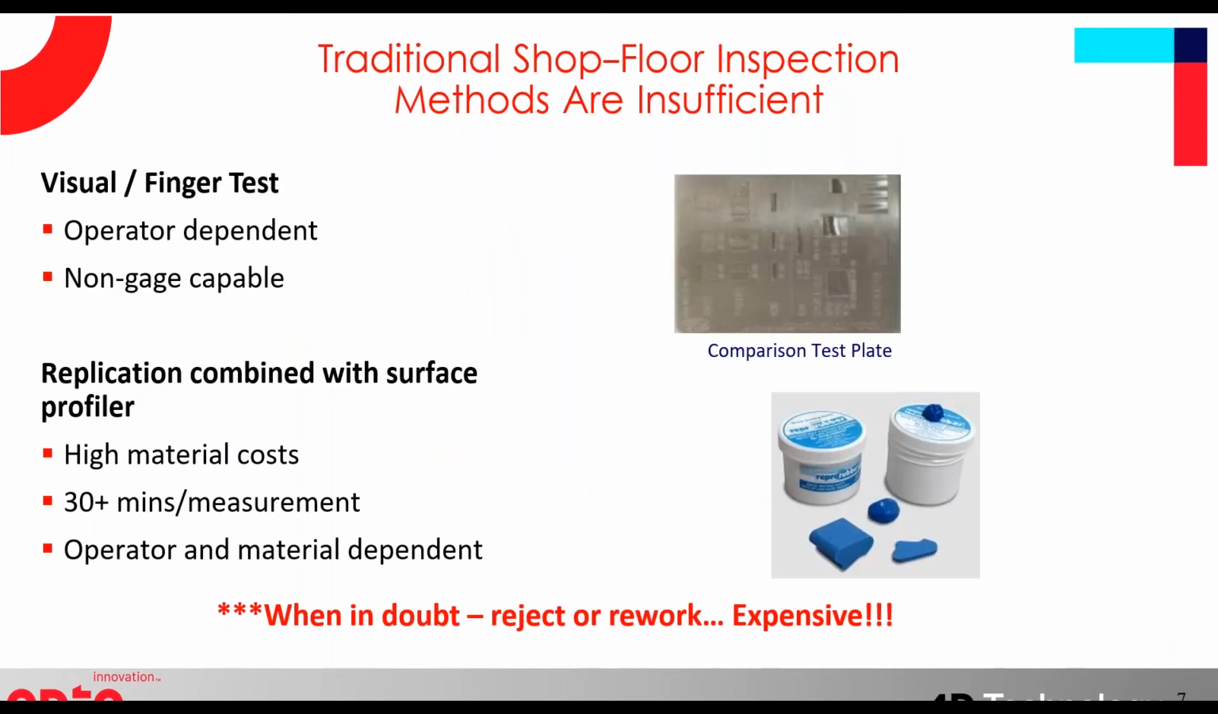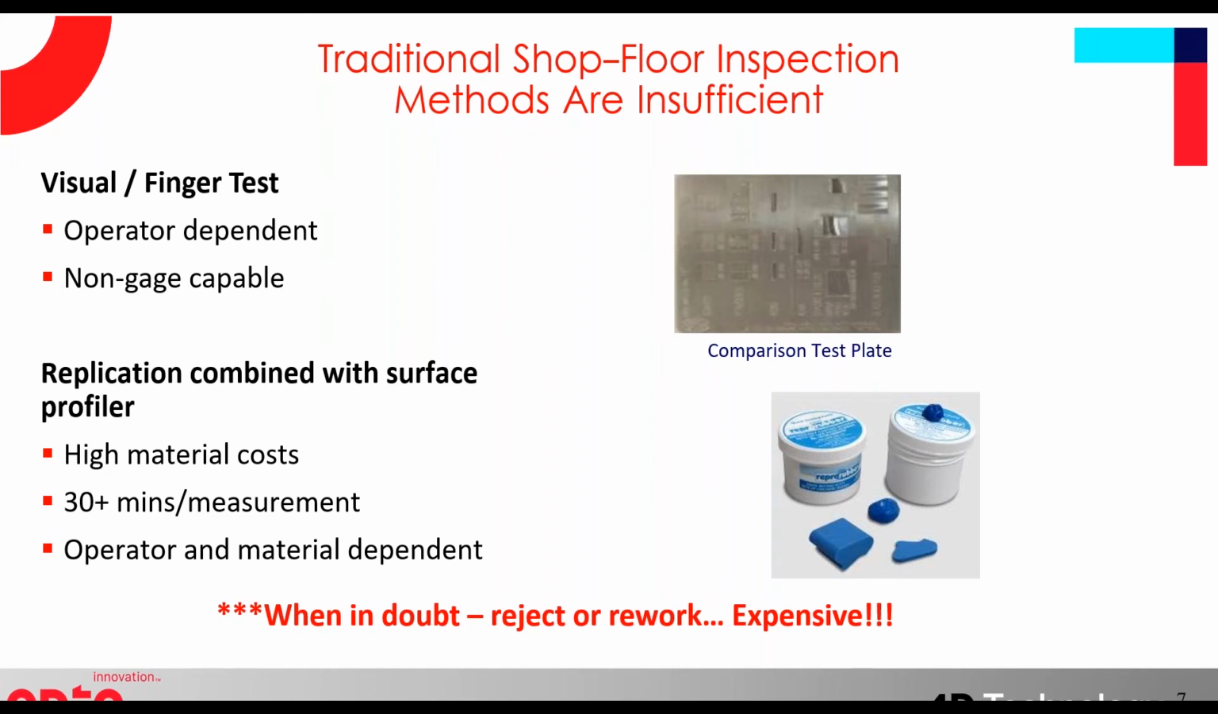Traditional shop floor inspection methods really are insufficient for today's production processes. But surprisingly, many places still use visual inspection, fingernails and scribe gauges, and look at surface contact in order to estimate depths. These are very operator dependent and non-gauge capable.